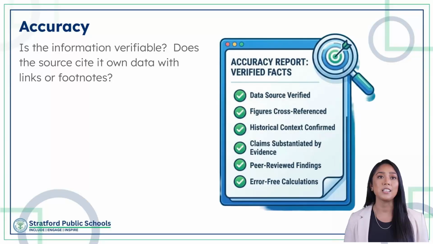The second A is for accuracy. Is the information verifiable? Does the source cite its own data with links or footnotes? A good source is transparent about where its facts came from. A quick cross-check in a second, independent source is always the best way to verify accuracy.